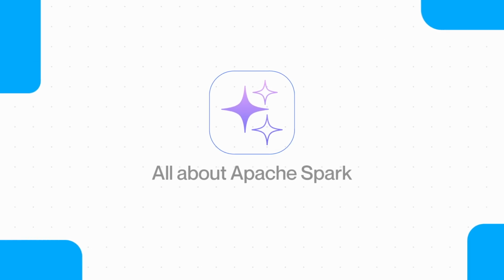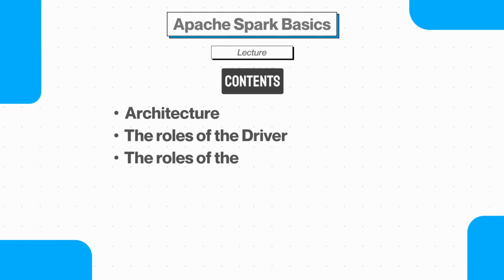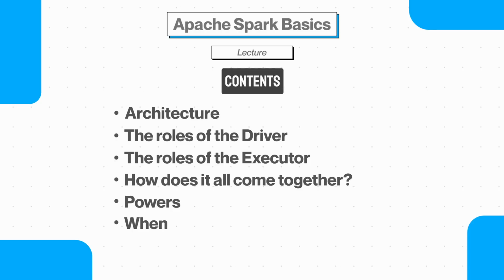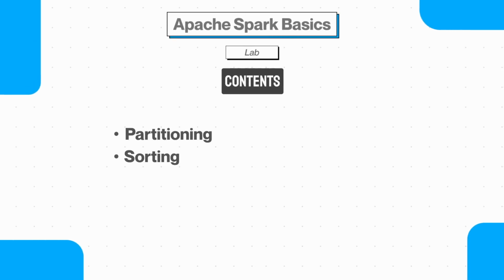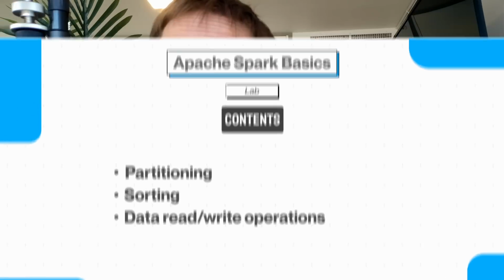In this course, you're going to learn all the basics that you need to know about Apache Spark, like the architecture, what does the driver do, what does the executor do, how does it all come together, why is it so powerful, and when should you pick Spark over something else. These basics are going to be covered in the course, and then later on we are going to go into a hands-on lab to just talk about partitioning and sorting and how to actually have Spark read and write data. You will get a lot of hands-on knowledge in this course.